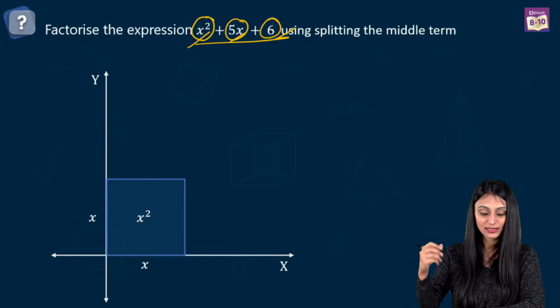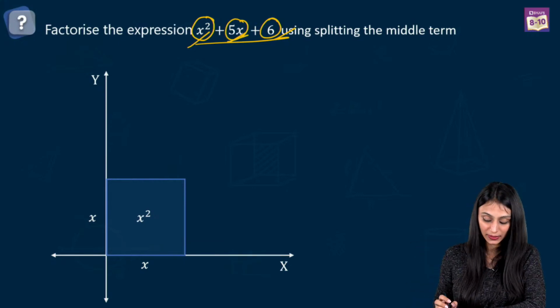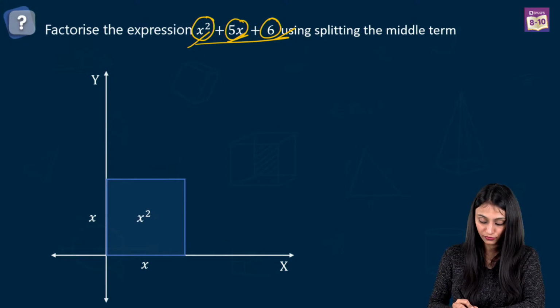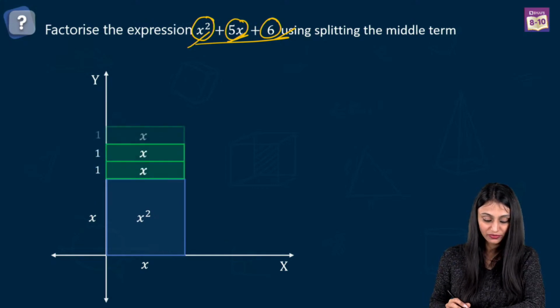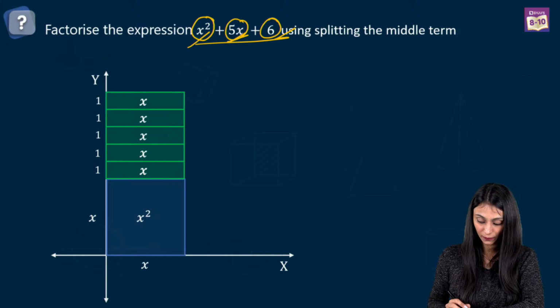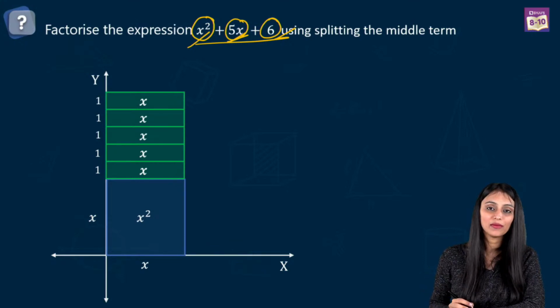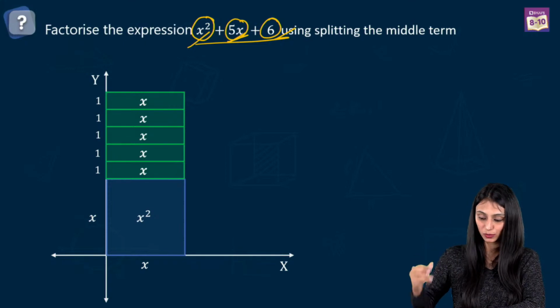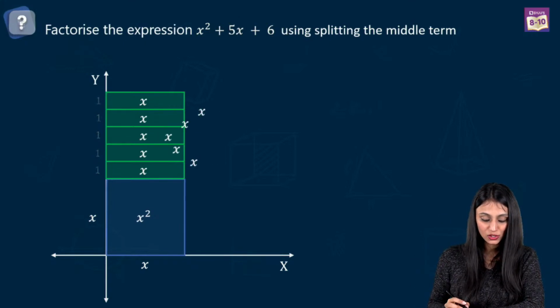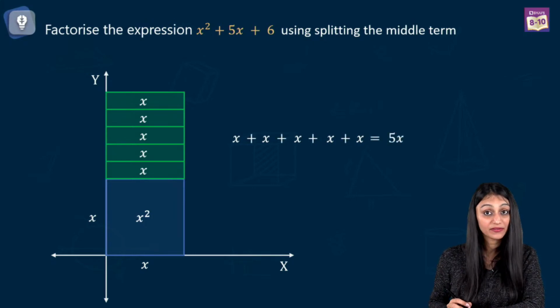Now let's see how this 5x has come up, right? So let's take a rectangle of height 1 unit and breadth 5 units, right? Okay. So these are the rectangles that we have. So the area over here will become x square units, because length times breadth would be equal to x square units. So let's add all of them up. So what do I get? I get 5x, right?